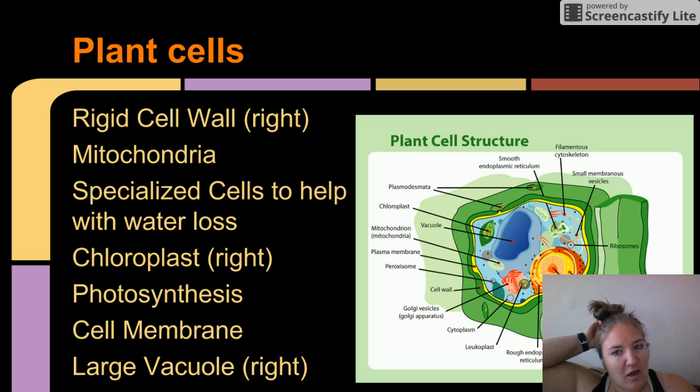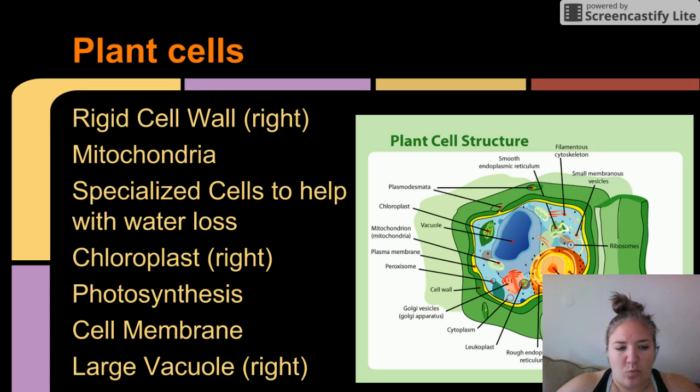Chloroplast is the other organelle. And we talked about before, this is where photosynthesis occurs, and photosynthesis is really important because this is converting sun energy into energy, or ATP, and this is why plants are considered primary producers, and they're the basis of all of the food web.